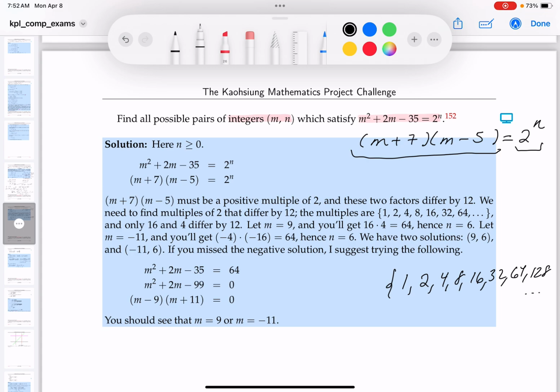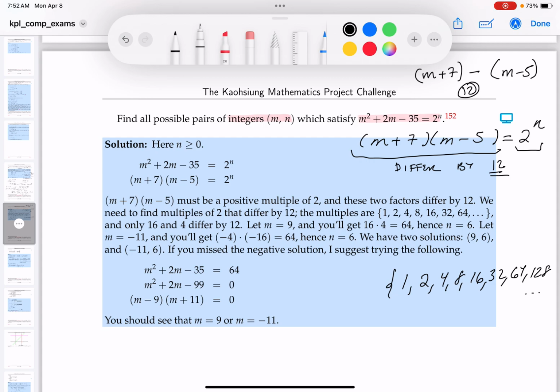So looking at that, I'm wondering, the factors here, whatever these factors are, they differ by 12. Whatever those numbers are, they differ by 12, by the way. So, let me write this down for you. m plus 7, that's one of the factors, minus the other factor, m minus 5. The m's disappear, you get 7 plus 5, which is 12. So then I'm starting to wonder, which numbers over here differ by 12?